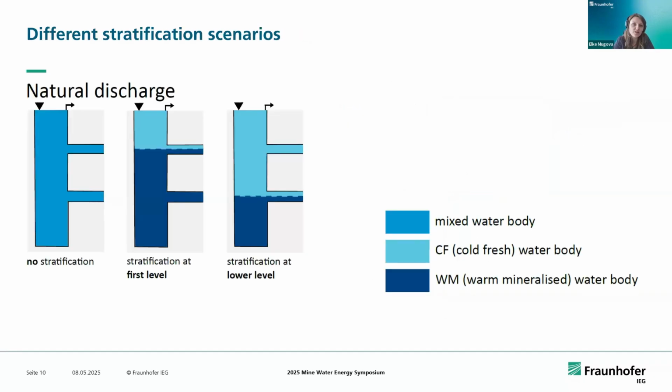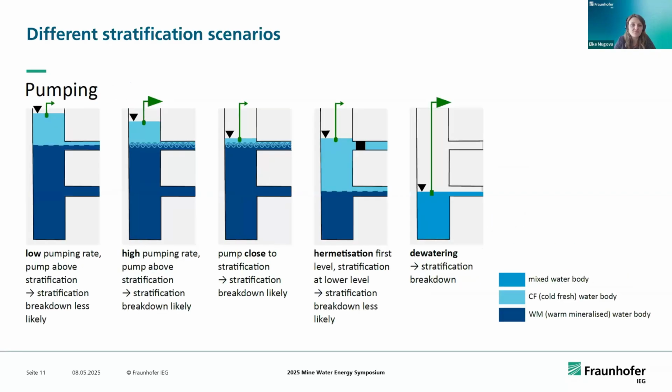All right, a few more slides. First one, to show you that there are really different stratification scenarios. So the first one is if we have natural discharge. There can be either no stratification, but that's really seldom, stratification at the first level, or stratification at some lower levels for whatever reasons. For example, in the mine map, you can see a top level, but it's sealed or it's broken down. So then the stratification is deeper down in the mine.